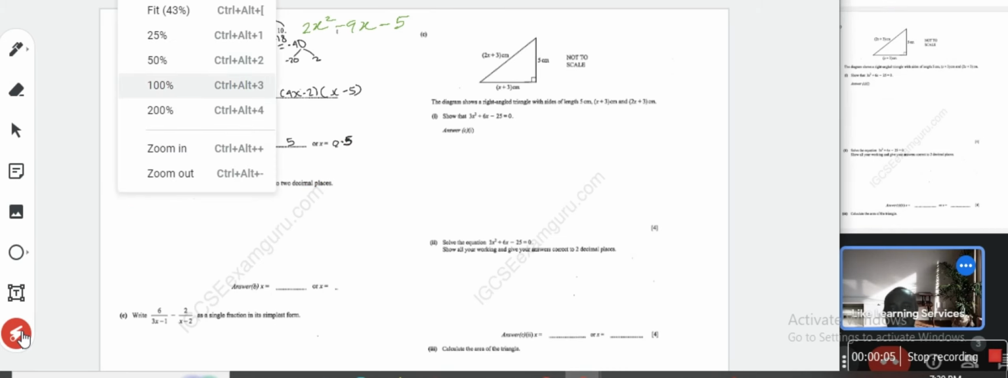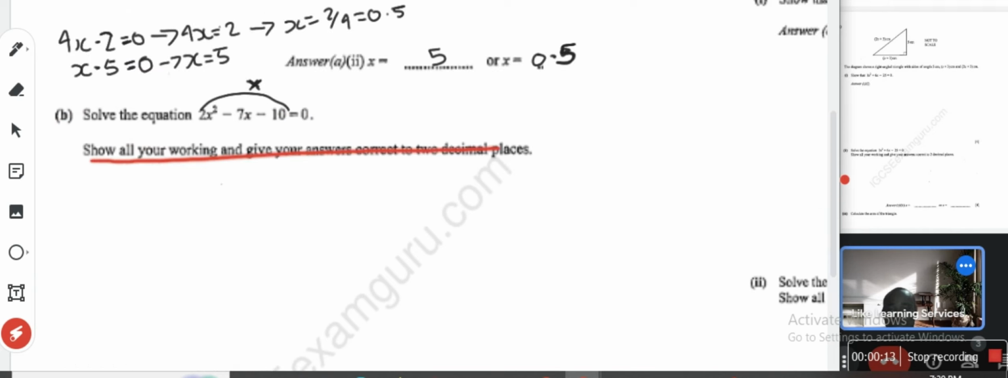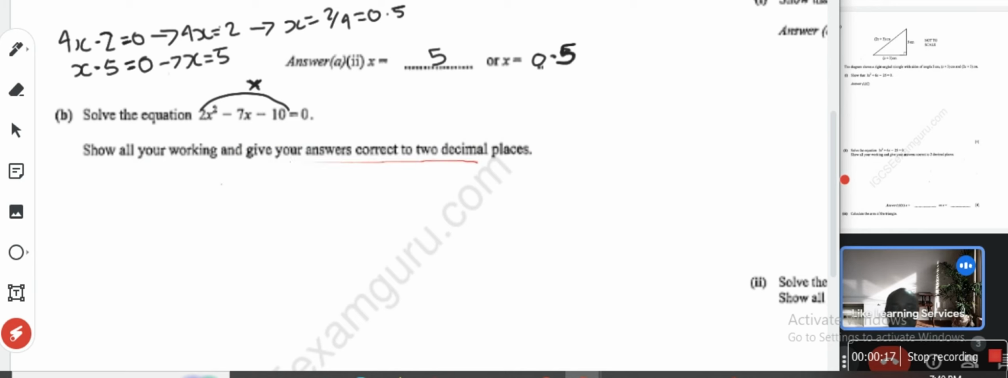This particular one is not factorizable. I'm talking about what you're trying to do. Once you have an instruction like this, give your answer correct to 2 decimal places, just know that it's not going to be factorizable. No matter what you try to do, it won't be factorizable. So it's better you don't waste your time trying to factorize.